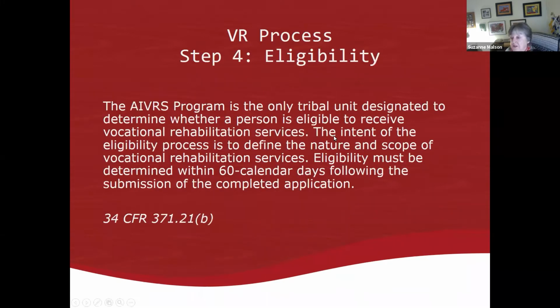And so this is where we think about, this is the legal part, right? Where you are the only tribal unit designated to determine whether a person is eligible to receive vocational rehabilitation services or not. And I know working for sovereign nations, this becomes a difficult challenge at times because a tribal council may override or try to override what you're saying.